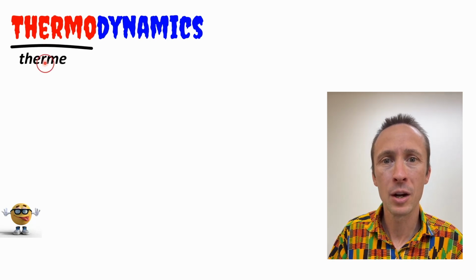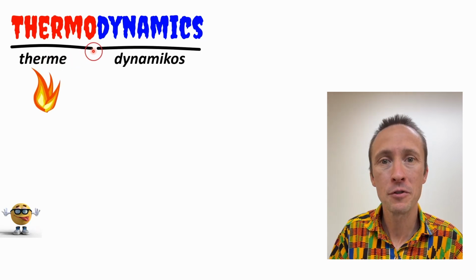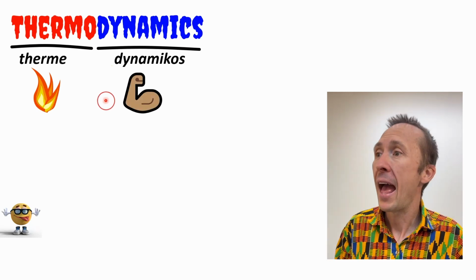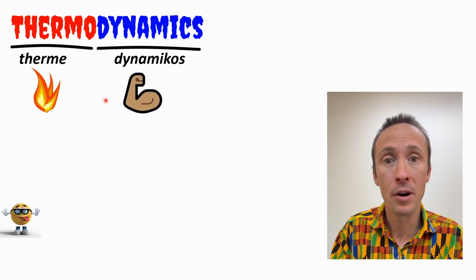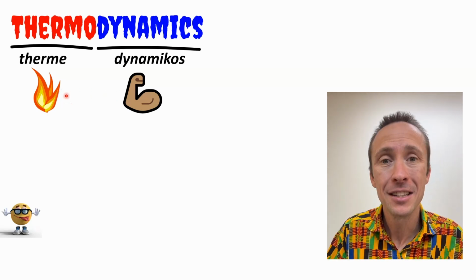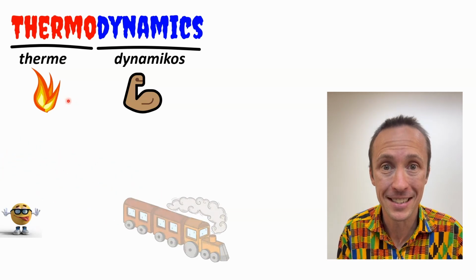Thermo comes from the Greek word therm, meaning heat. And dynamics comes from the Greek word dynamikos, meaning powerful. And that's how thermodynamics was born. It was born to harness the power of heat to do useful things, like power trains, for instance.